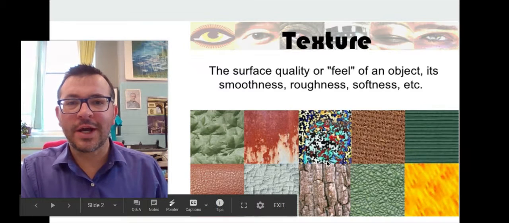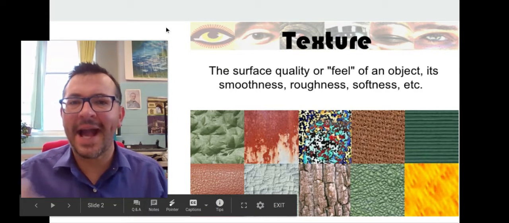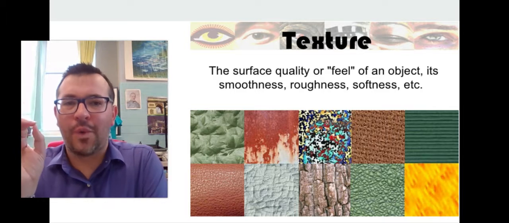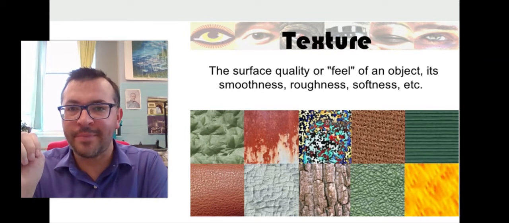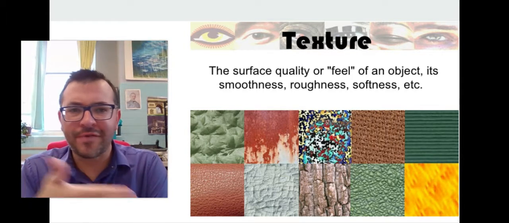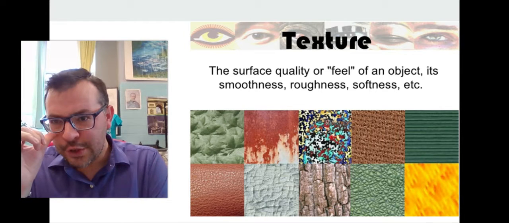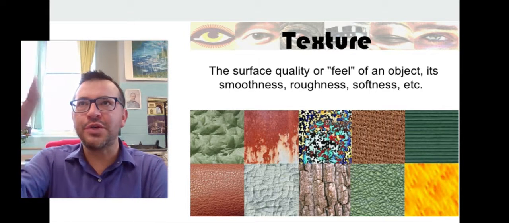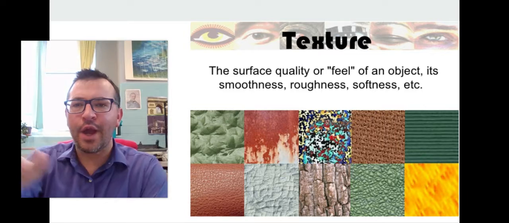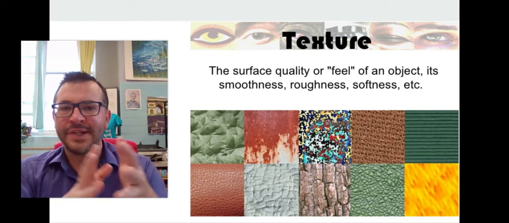So let's talk about texture first. What is texture? That's the surface quality or feel of an object. Its smoothness, roughness, softness, etc. So when you use your sense of touch to feel something, what it feels like is its texture.